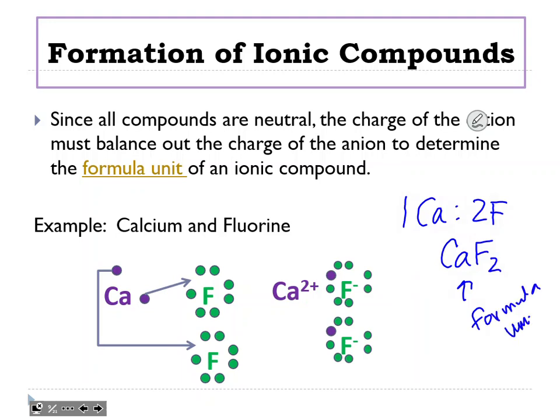You heard that word before when we were doing Avogadro's number, but formula unit is the lowest ratio of the repeating pattern in the ionic compound. So that 1 Ca to 2 F is going to repeat over and over again, building a lattice structure. So when we write the chemical formula for an ionic compound, we're really just writing the lowest ratio of the repeating pattern. Okay?